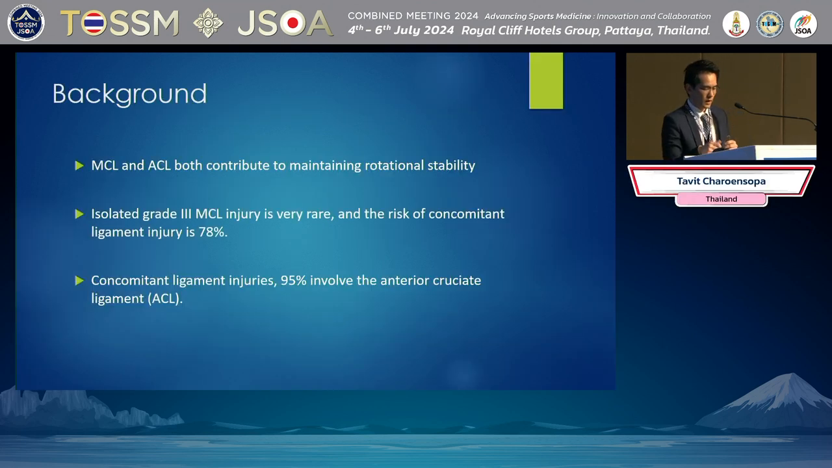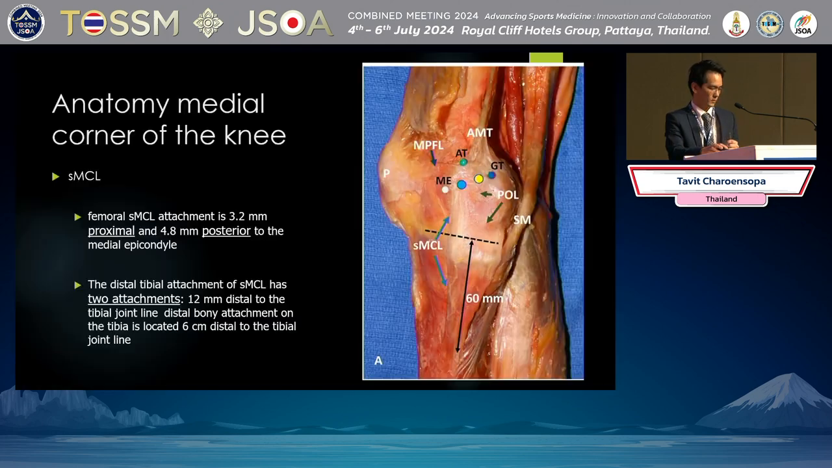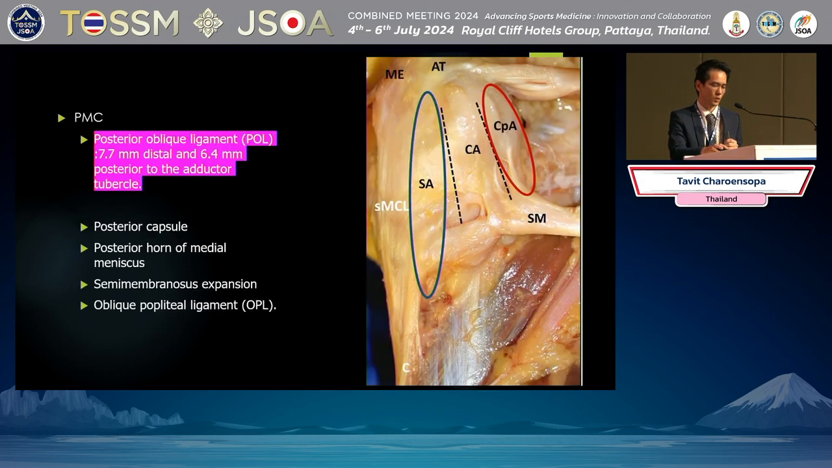Both the ACL and the MCL are the main structures that provide rotational stability of the knee. The isolated MCL injury is very rare. Mostly it is combined with other ligament injuries, and the most common concomitant ligament injury is the ACL. About the anatomy of the knee, you have the superficial MCL, and I will focus on the posteromedial corner.